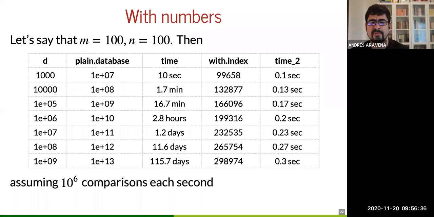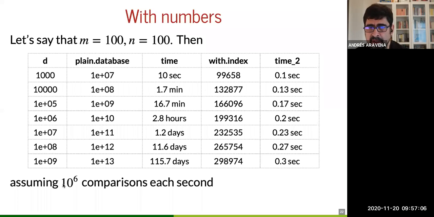To fix ideas, think that you have a query with 100 letters, like a gene that you're looking at, a protein with 100. It can be more, can be less, but you know what will happen. And n is the same size, so that is not the problem. The problem is the size of the database. And just to simplify, assume that the computer can compare 1 million letters every second.